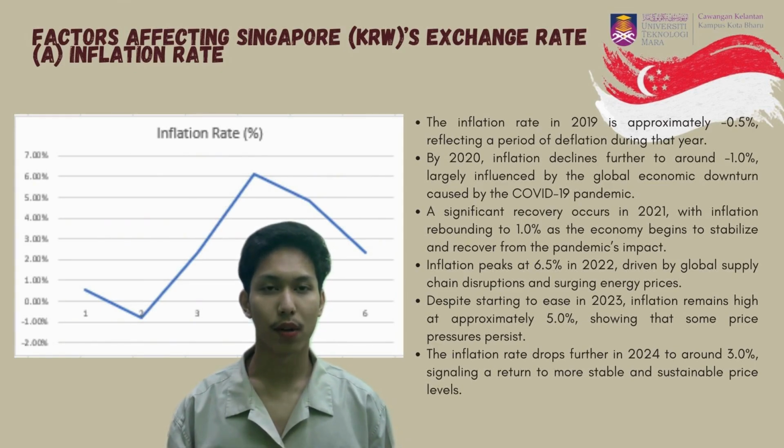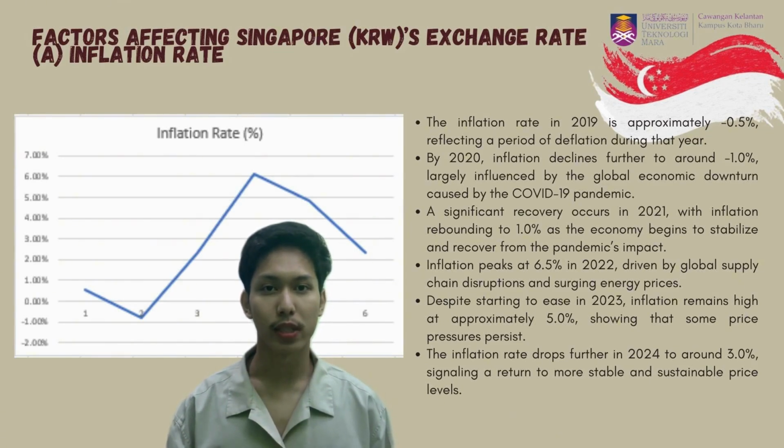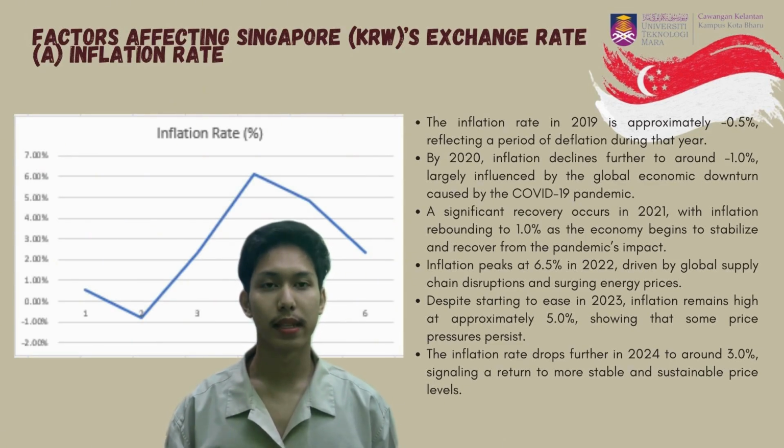Finally, in 2024, inflation declined to 3.0%, signaling a return to more stable price levels. Tighter monetary policies, improved supply chain conditions, and moderating energy costs contributed to this downward trend. These indicated that the economy was stabilizing and moving towards sustainable inflation level.